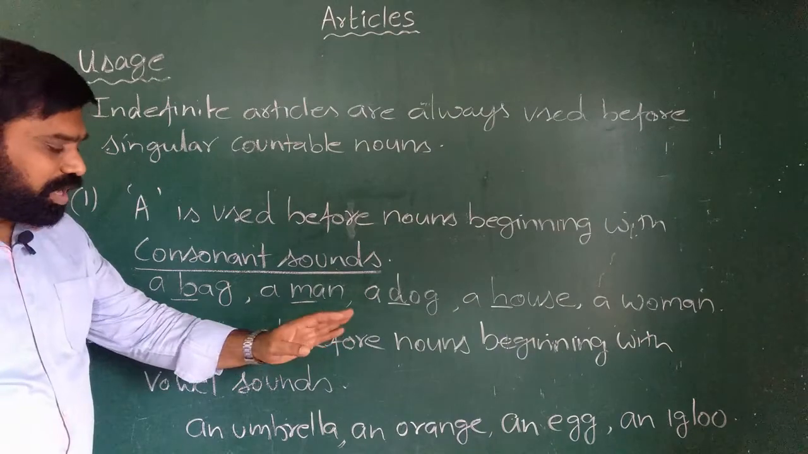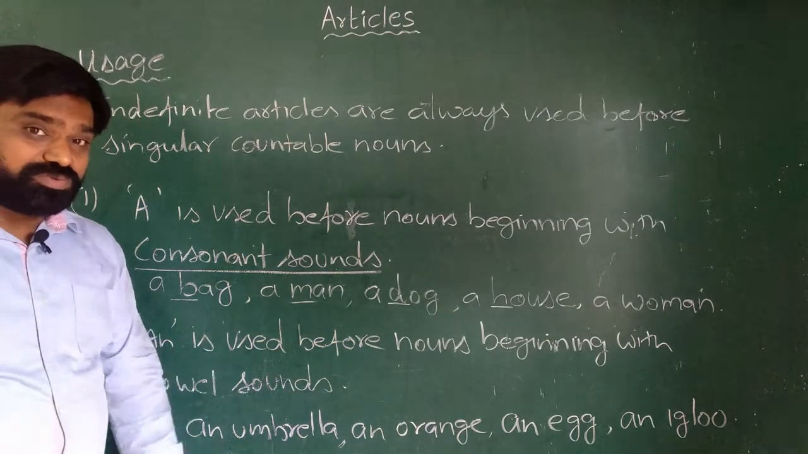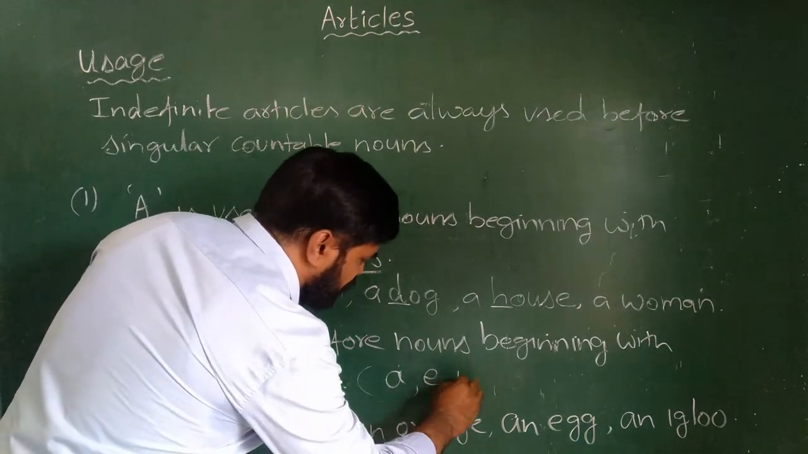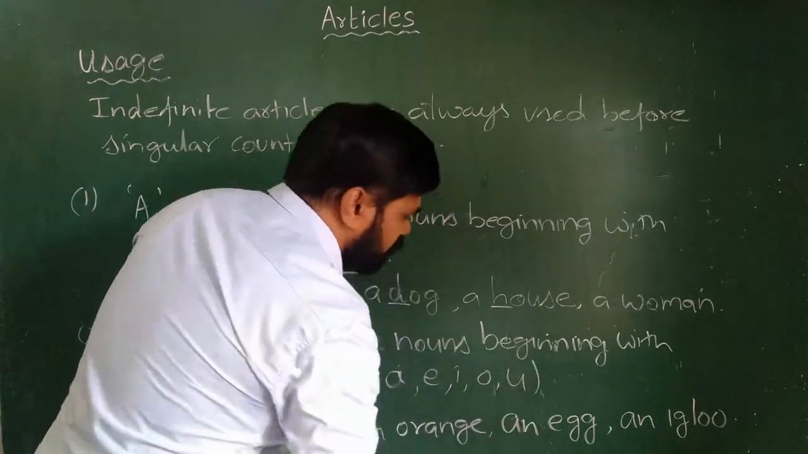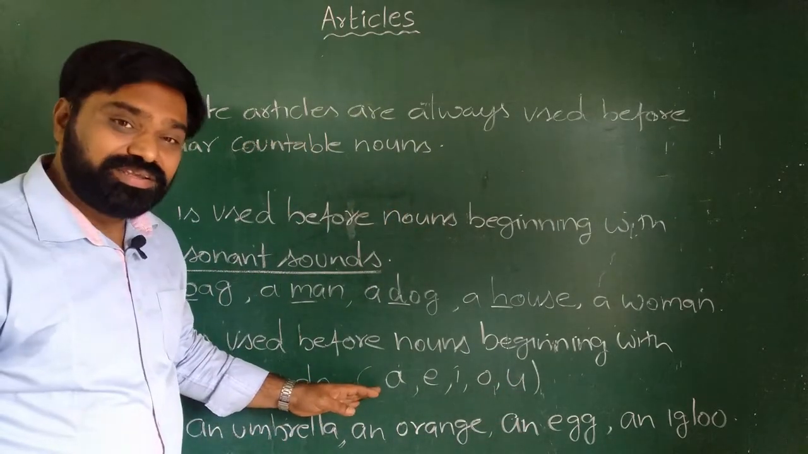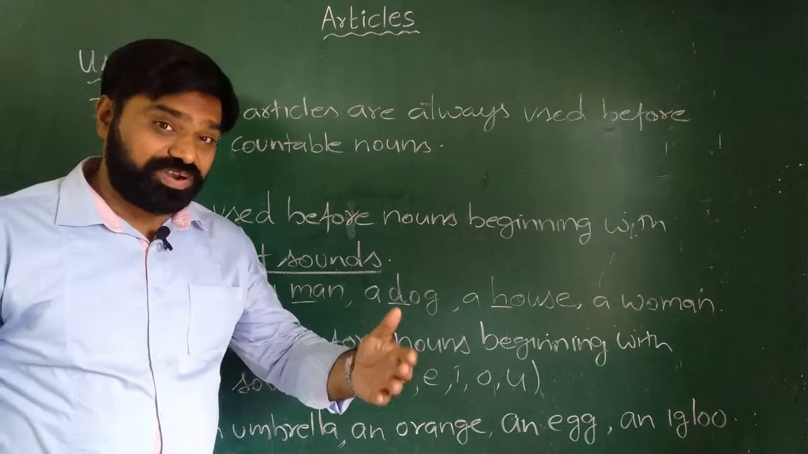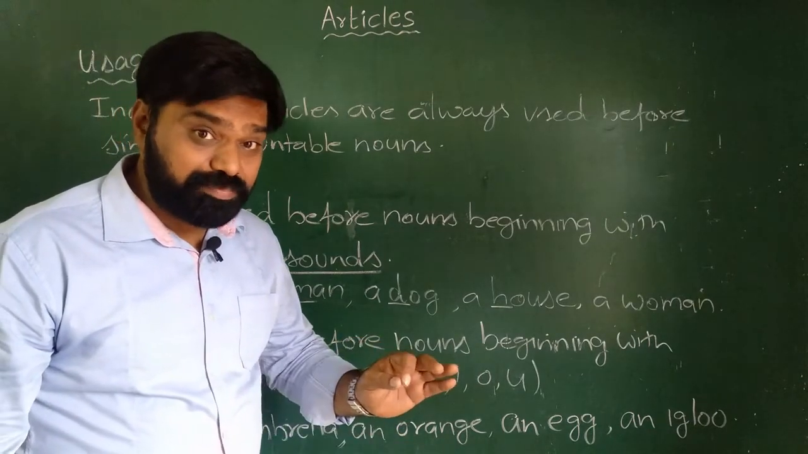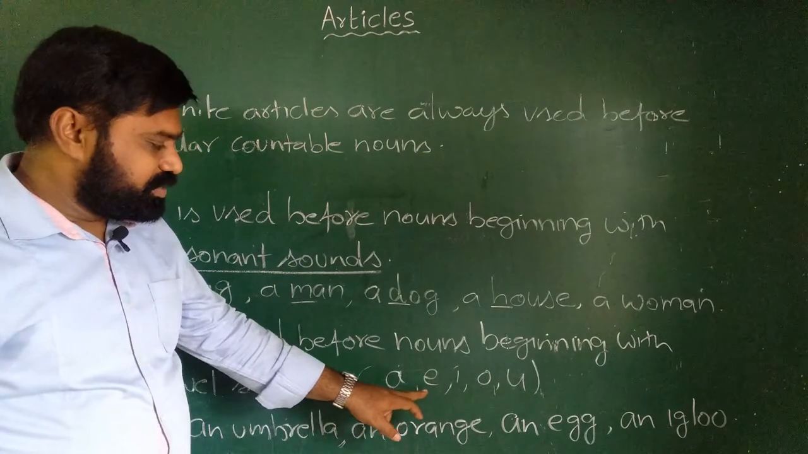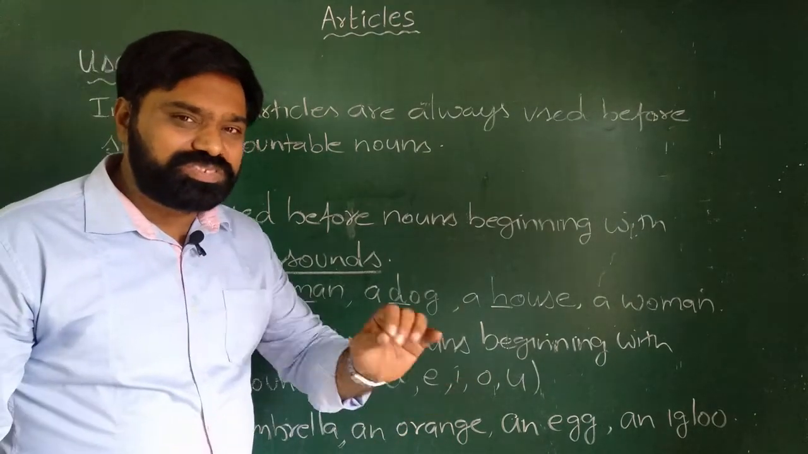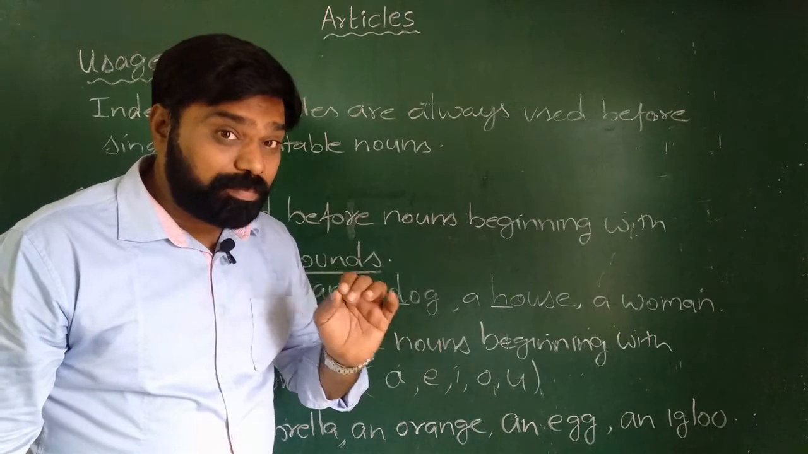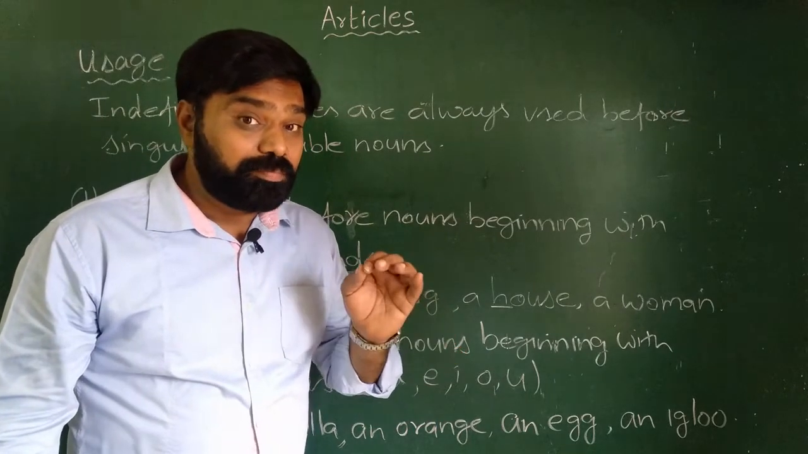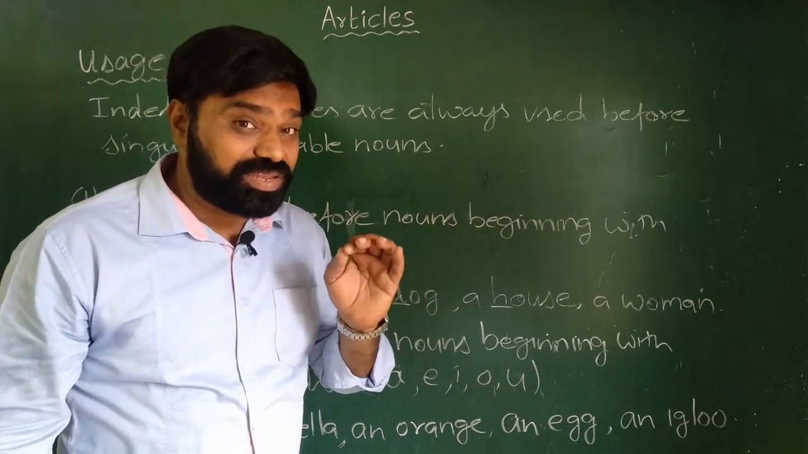Now, coming to an. An is used before nouns beginning with vowel sounds. Now, vowel sounds you have to keep in mind. What are the vowel sounds? A, E, I, O, U. Now, students, what I have written here are vowels. Sounds are different. For example, A is pronounced as in apple. Similarly, E is pronounced as in pen. Whereas I is pronounced as in pin, P-I-N.